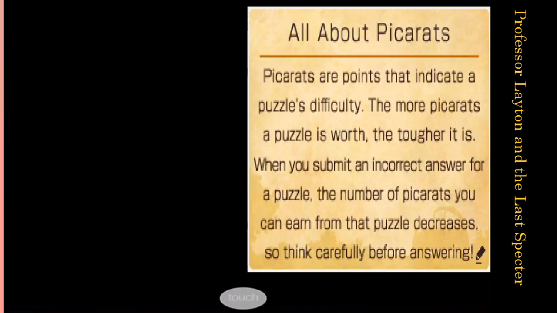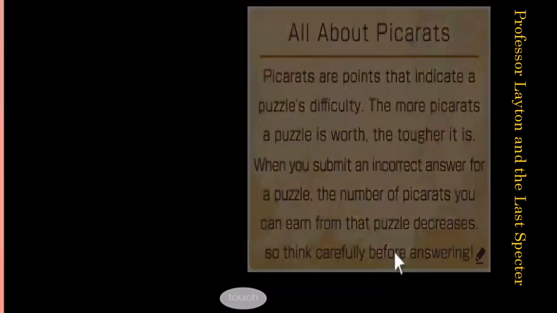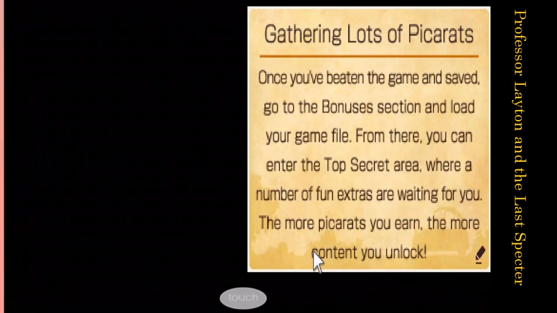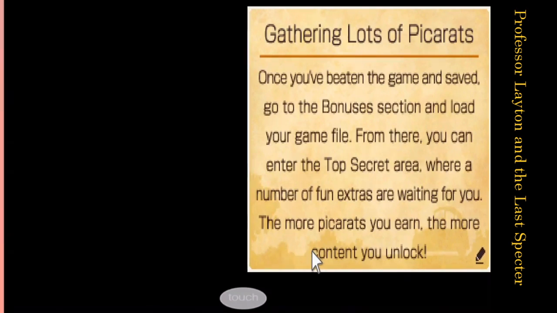Mayor, I am playing Professor Layton and the Last Specter. You should be able to see what I'm playing on the right side of the screen. Once you've beaten the game and saved, go on to the bonuses section and load your game file. From there, you can enter a top secret area where a number of fun extras are waiting for you. The more P carrots you earn, the more content you unlock.